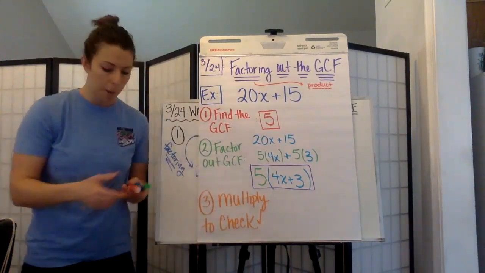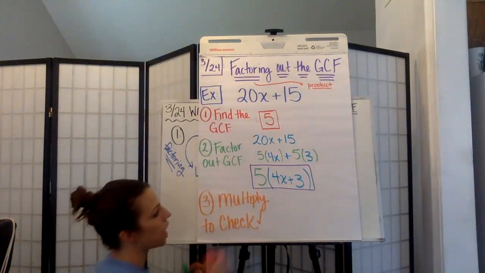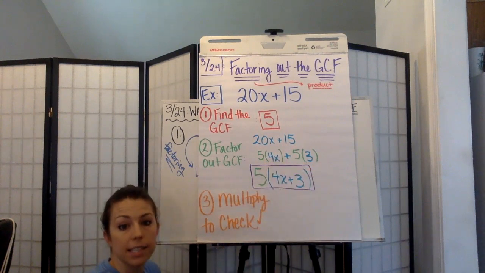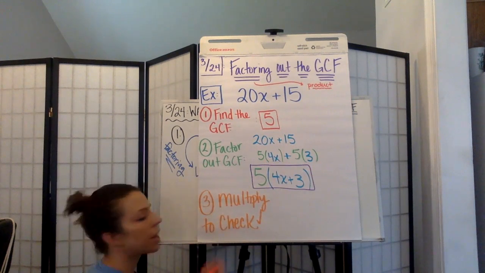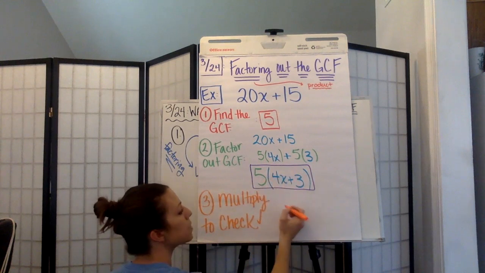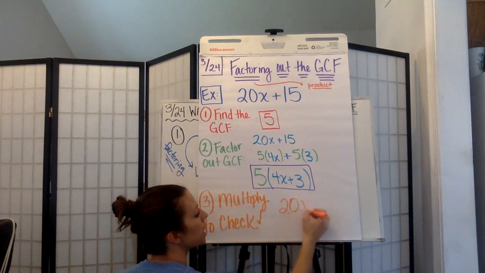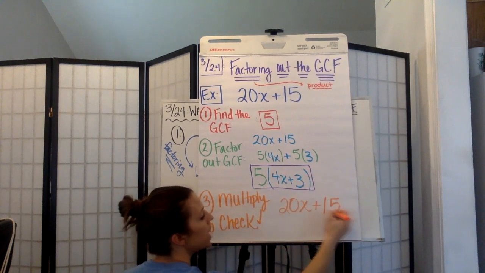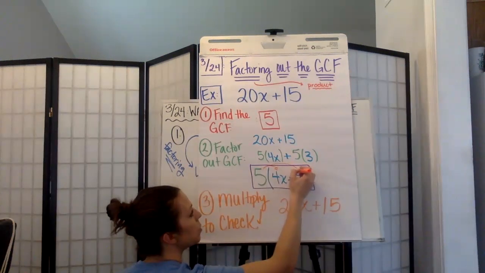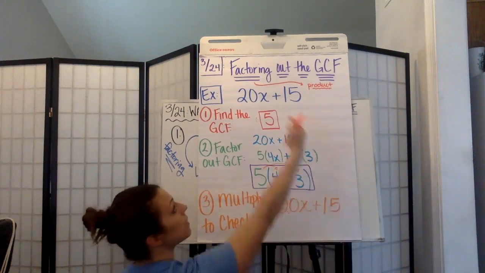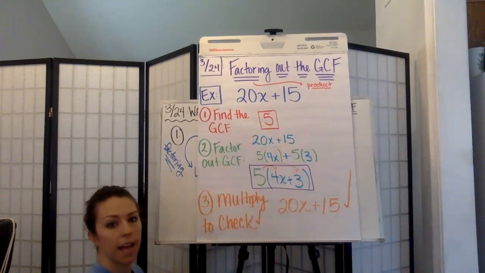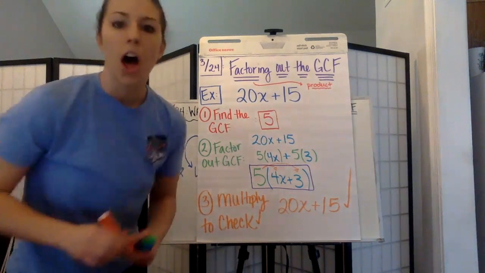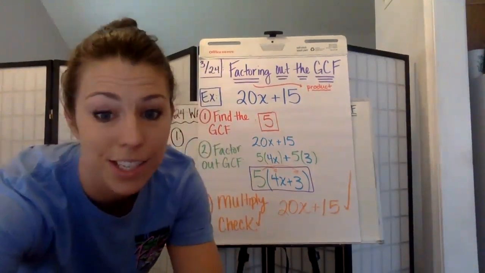We use the distributive property. So to multiply this to check, I'm going to distribute 5 to the first term and 5 to the second term. We've done this a million times, you've got this. What is 5 times 4x? 5 times 4x is 20x. And what is 5 times 3? 5 times 3 is 15. Again, all we did was distribute. 20x plus 15 is what we started with. That's a huge check mark, and that's how we know we did this correctly. All right, we're going to look at another example here in just a few.